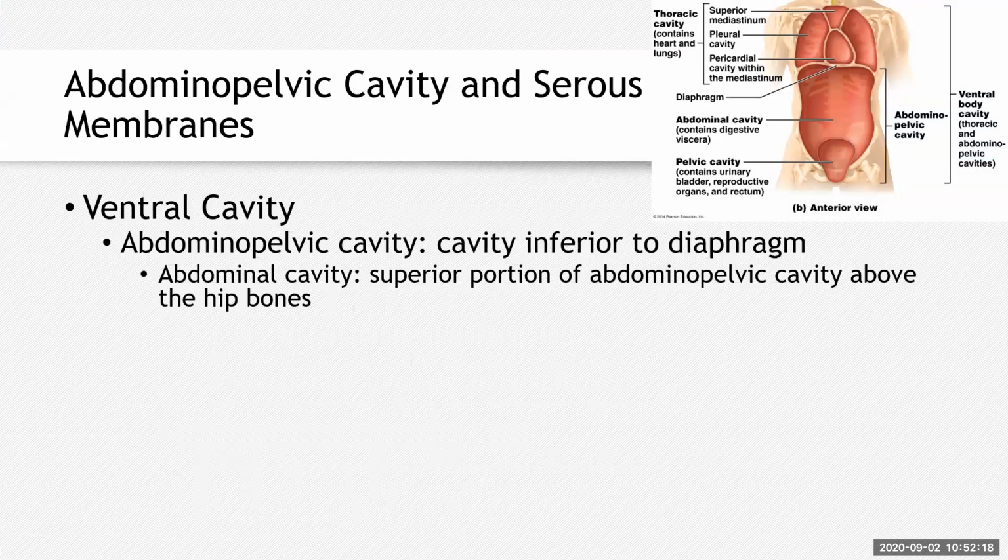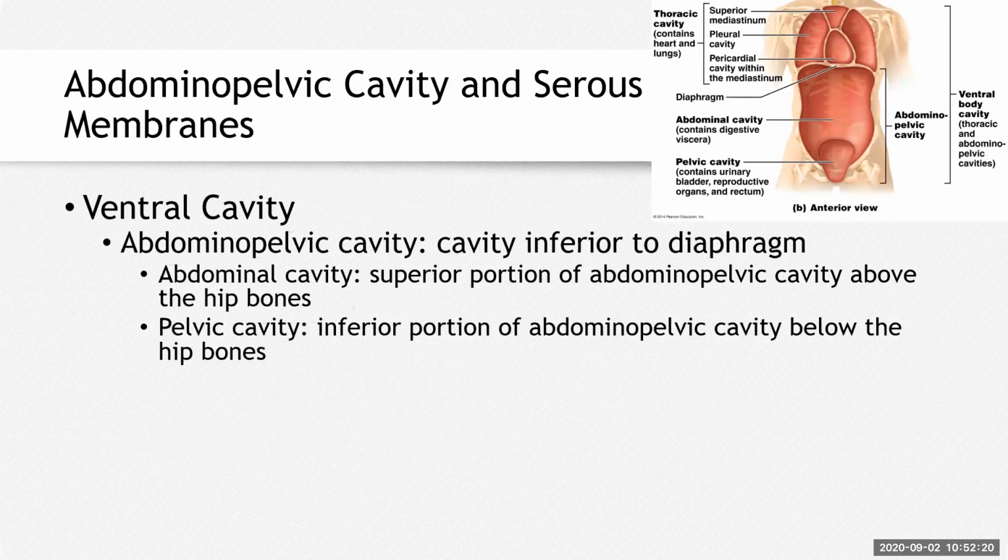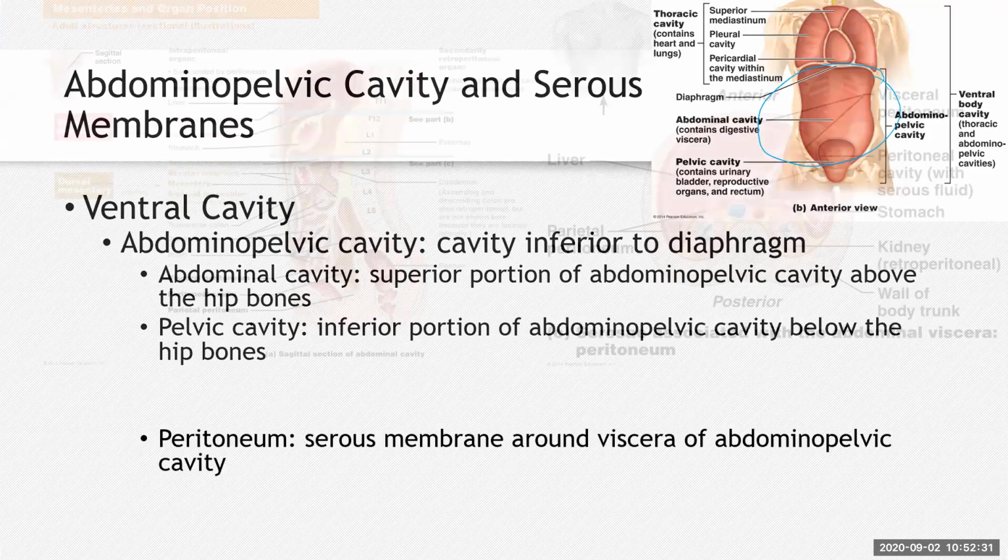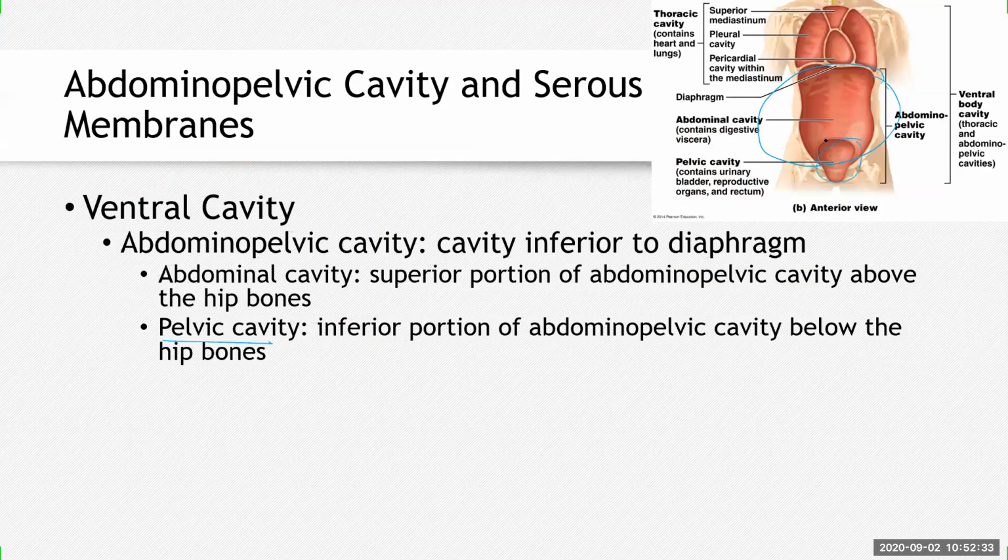Okay, now we go underneath the diaphragm, and this is called the abdominal pelvic cavity. The abdominal cavity will be the majority of it and be the superior portion of it. Anything below the hip bones now is going to be called the pelvic cavity, specifically just this region over here. So that's the abdominal pelvic cavity.